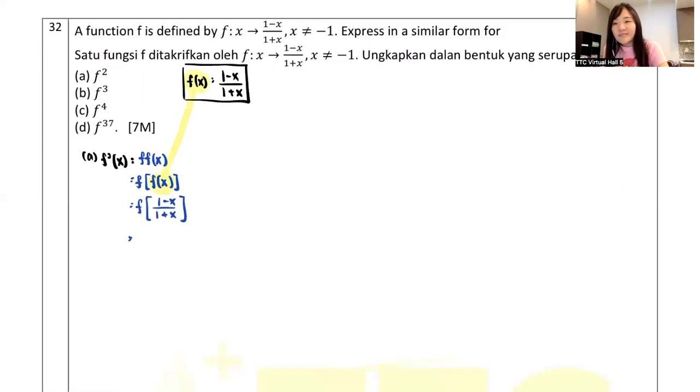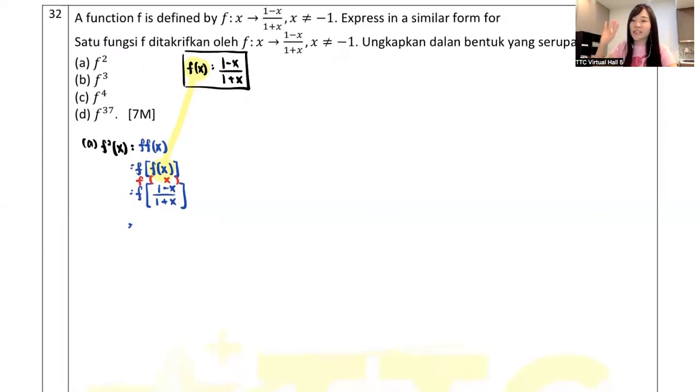So until here, how do I continue? Open bracket. This one, original name, I repeat, called f(x). This is a bit scary one, but the concept is the same. It's just a bit big. So you see, the f(x) equation is (1 minus x) over (1 plus x). Now you are f of (1 minus x) over (1 plus x).